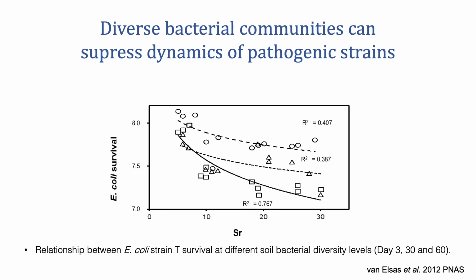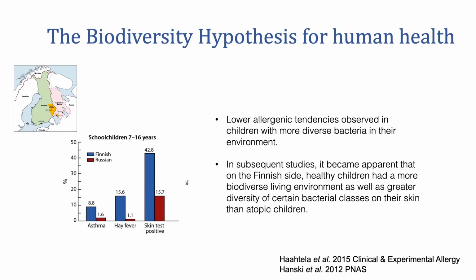Here we're focusing on strain T of E. coli and how it survives at different soil bacterial diversity levels. And we see that this survival declines already at 3 days and becomes more pronounced as time goes by at 30 and 60 days. Well, what about the impact on human health? The biodiversity hypothesis predicts that humans living in biodiverse environments should suffer fewer diseases.